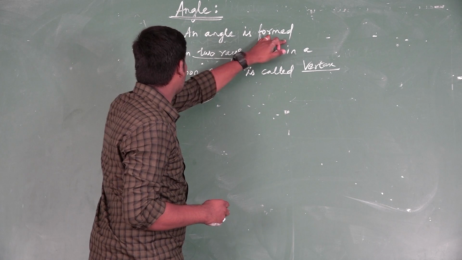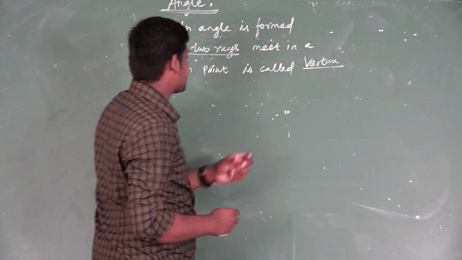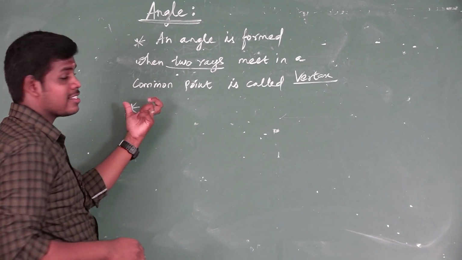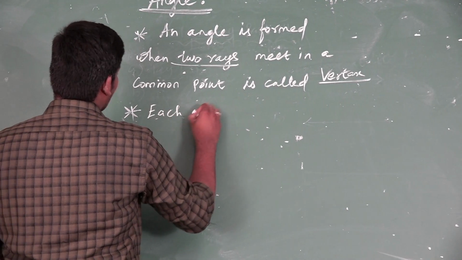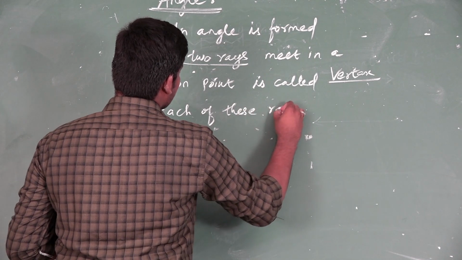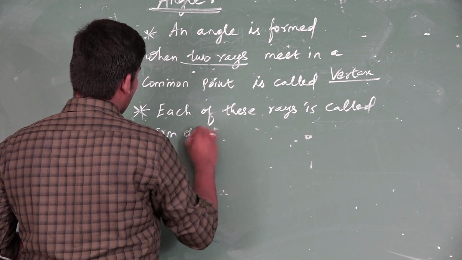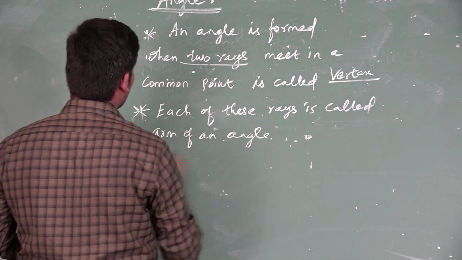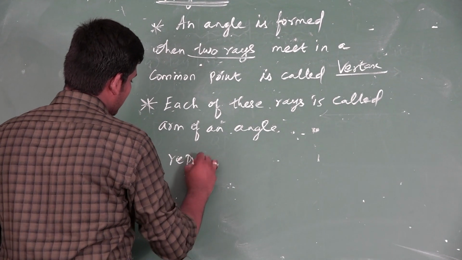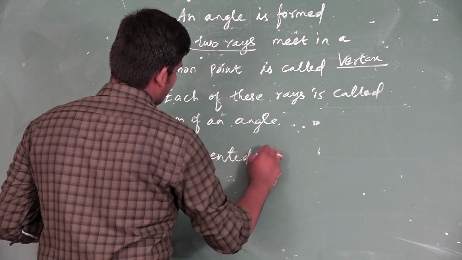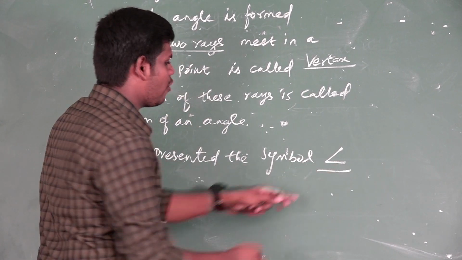An angle is formed when 2 rays meet at a common point. That is called a vertex. Here, each of the rays is called an arm of an angle. So each of these rays is called an arm of an angle. An angle is represented with a symbol. This is the symbol for angle.